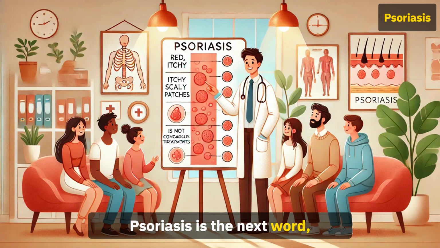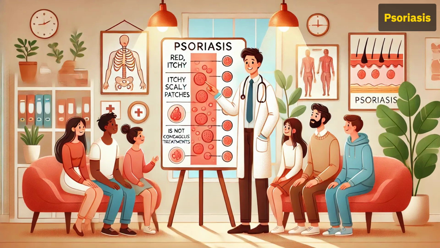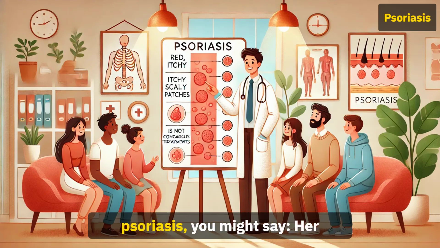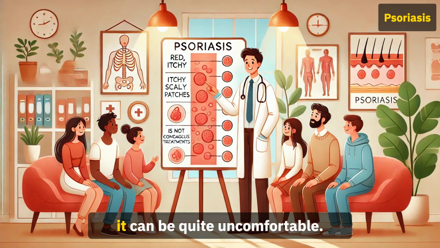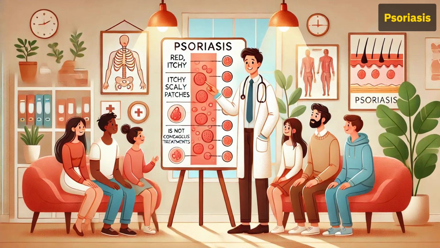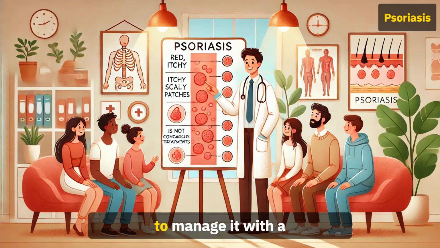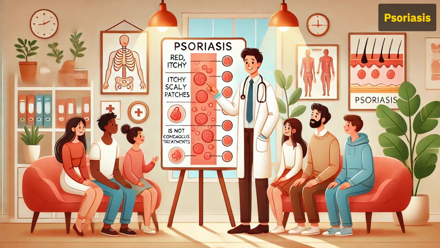Psoriasis is the next word, and it is a noun for a chronic skin condition characterized by red, itchy, scaly patches. If you know someone with psoriasis, you might say, her psoriasis often flares up during winter. Another example is, there are medications that help control the symptoms of psoriasis. It is not contagious, but it can be quite uncomfortable. People with psoriasis often learn to manage it with a combination of treatments and a healthy lifestyle.